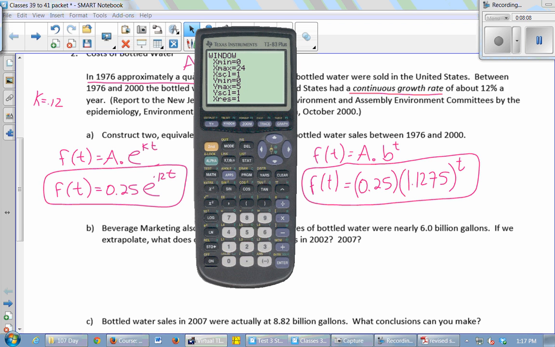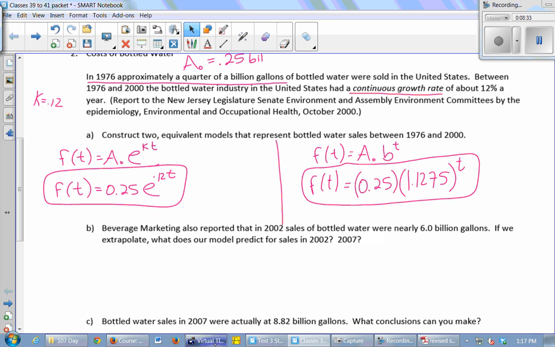All right, so now I'm going to graph it. This is my first model with the e in it, graphing now. And now right on top of it is the bold line, which represents this a times b to the t model. So they are exactly the same. They're exactly equivalent, just in different formats. So I've got two models, different formats, but they will give me the exact same predictions.